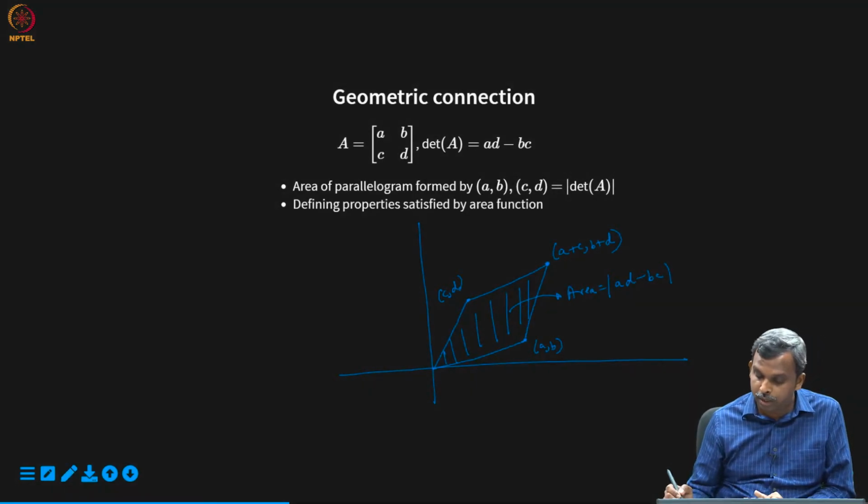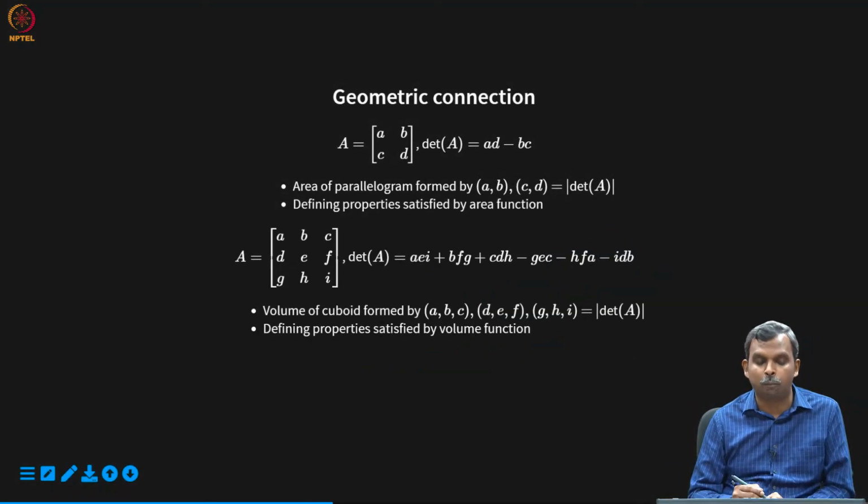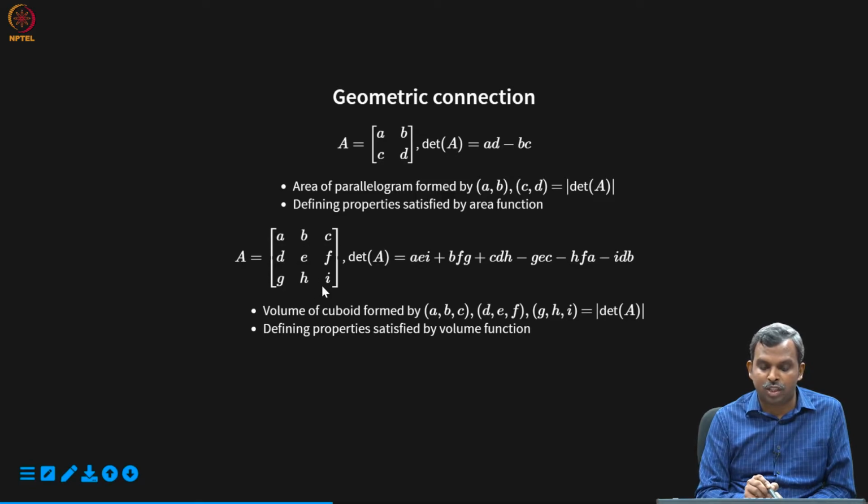3 by 3 also holds. It turns out it's true. So if you go to 3 by 3 now, you have this A, B, C, D, E, F, G, H, I. If you compute the determinant from your formula, you will get this.